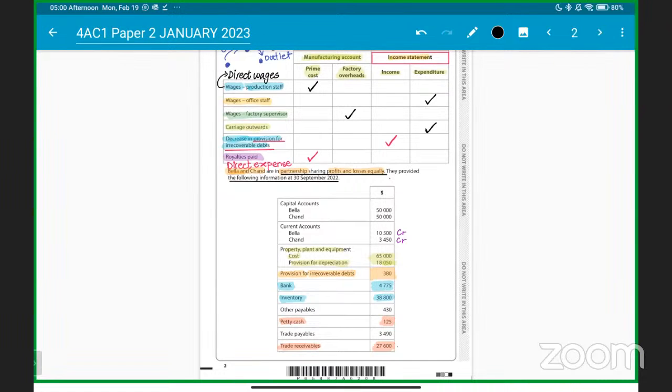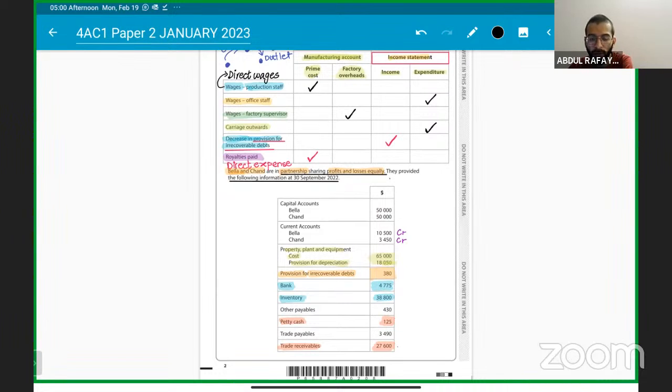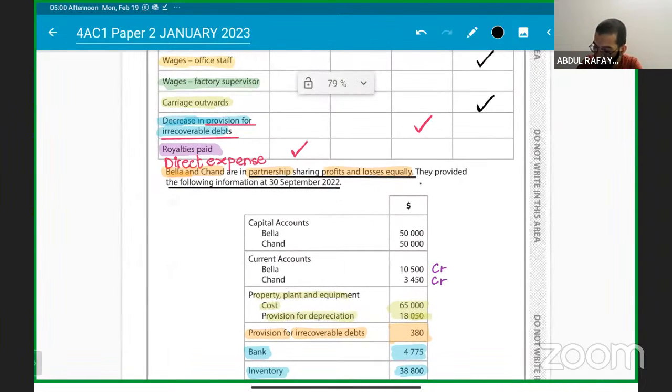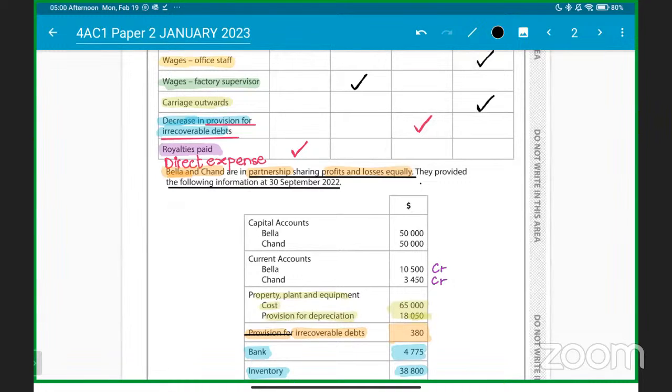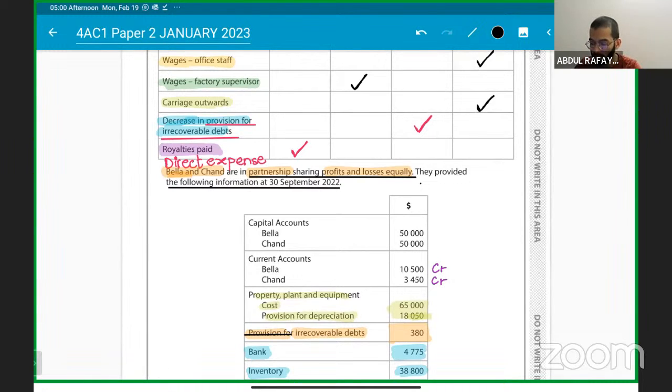If it says only irrecoverable debts, would I still subtract it from trade receivables? If they say here only irrecoverable debts and no provision, then you don't subtract. It's already subtracted. But if the irrecoverable debts are written in the adjustments, later on in the part of adjustments, then you have to subtract.